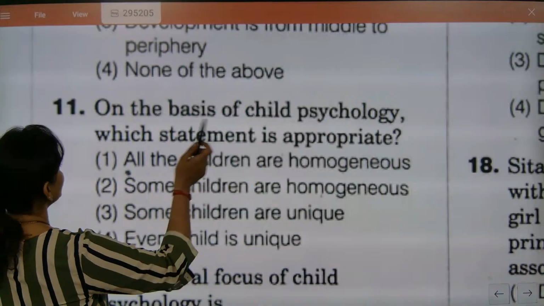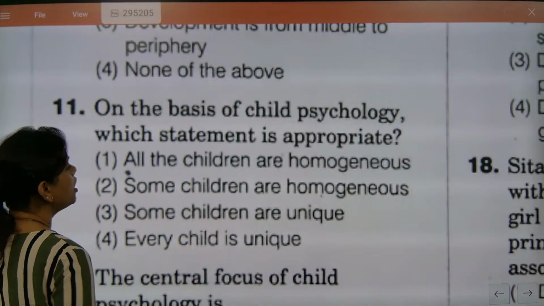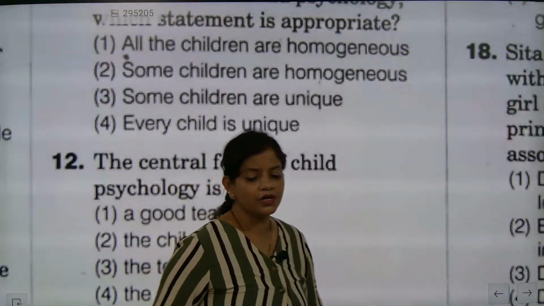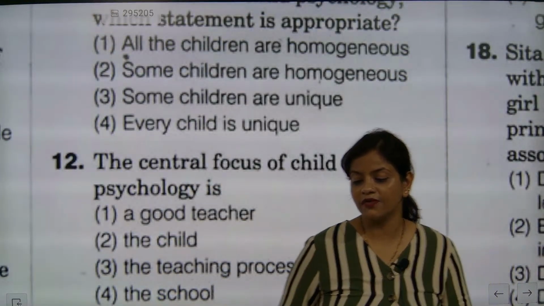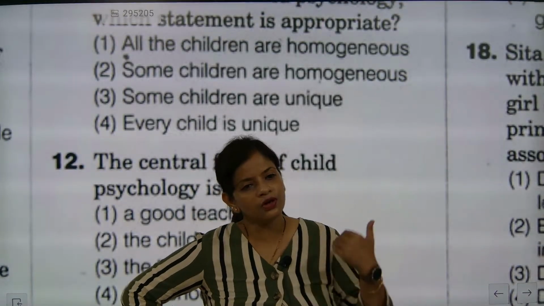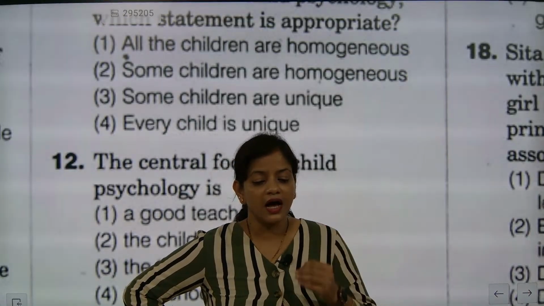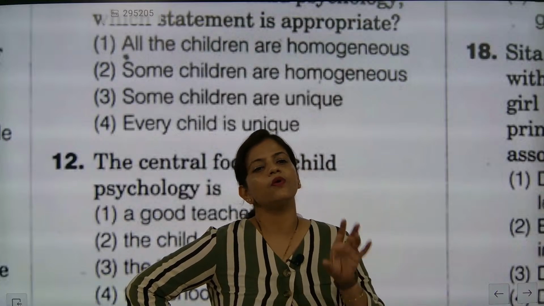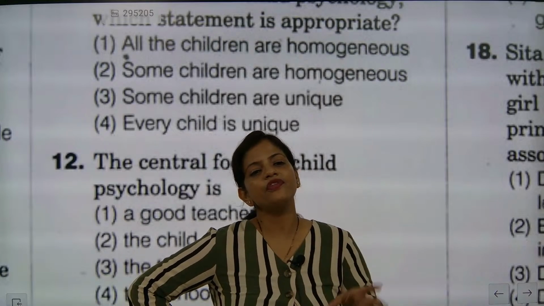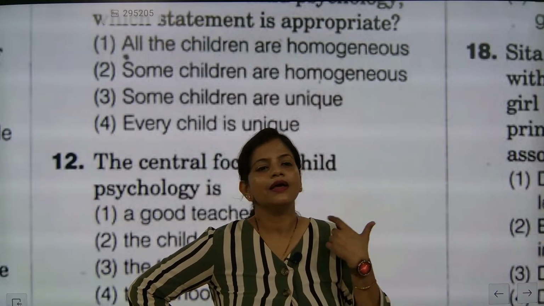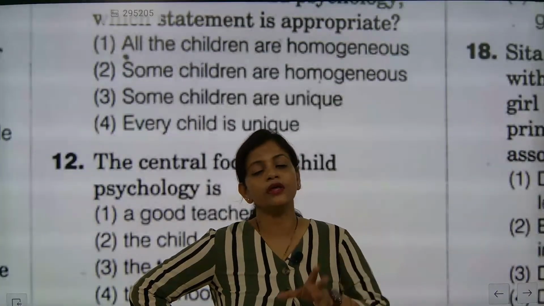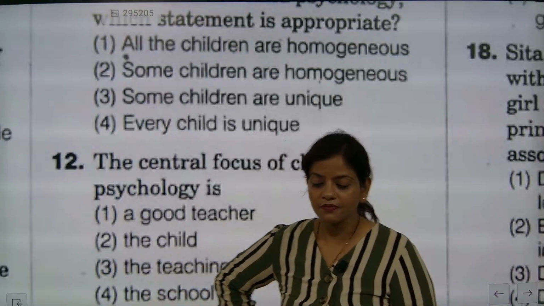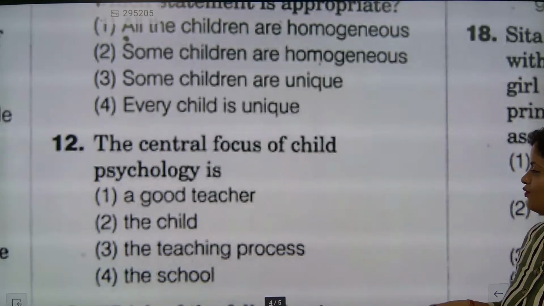On the basis of child psychology, which statement is appropriate? All children are homogeneous. Some children are homogeneous. Every child is unique. So every child, hi Himanshu, every child is unique in its own way. Unique in its own way means they are separate. They are not same. Are you understanding? They are not same. All are different. And every individual is differently capable of doing their work at their own rate, in their own pace. Understood?